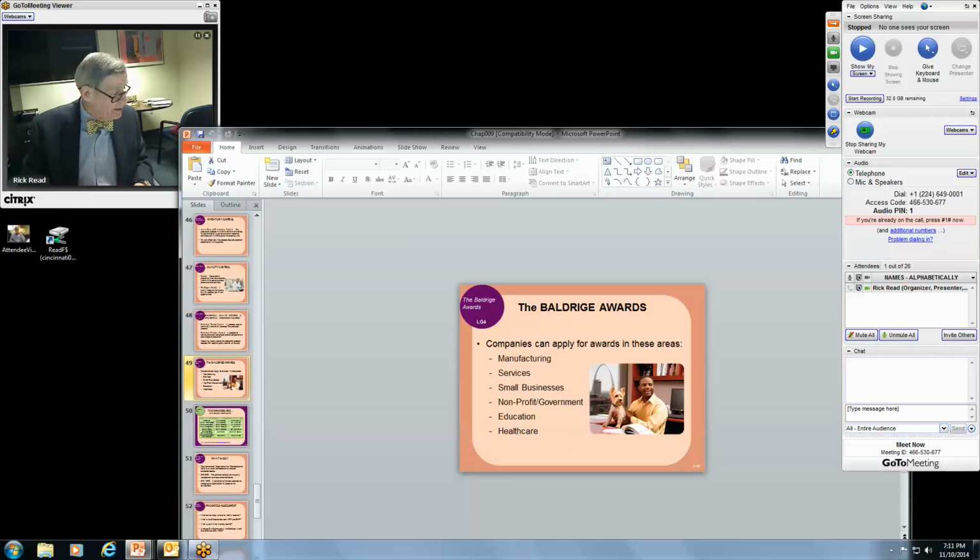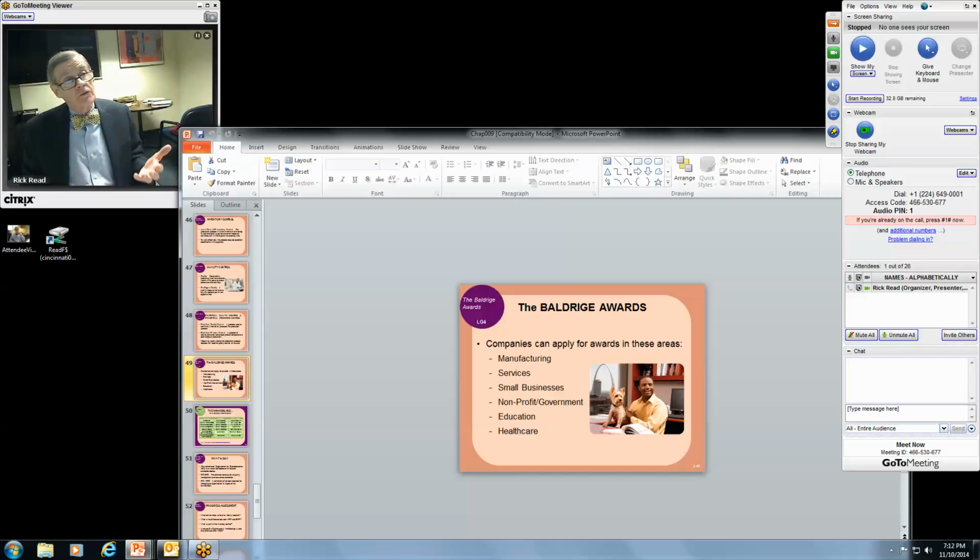I'm not going to spend any time on this. This is the Baldrige Awards, and it's companies that go through this process, and there's hoops that they go through, and then they go into competition to see if they win this Baldrige Award. Malcolm Baldrige was a former Secretary of Commerce, I believe, and I don't remember what administration he was in, and he was interested in quality.